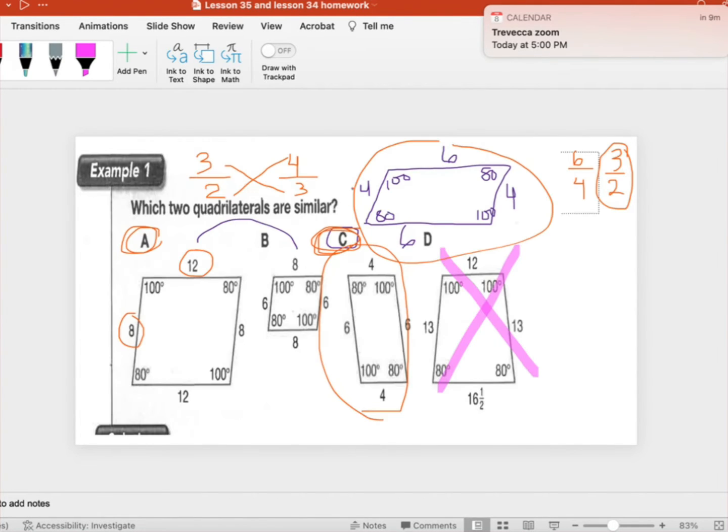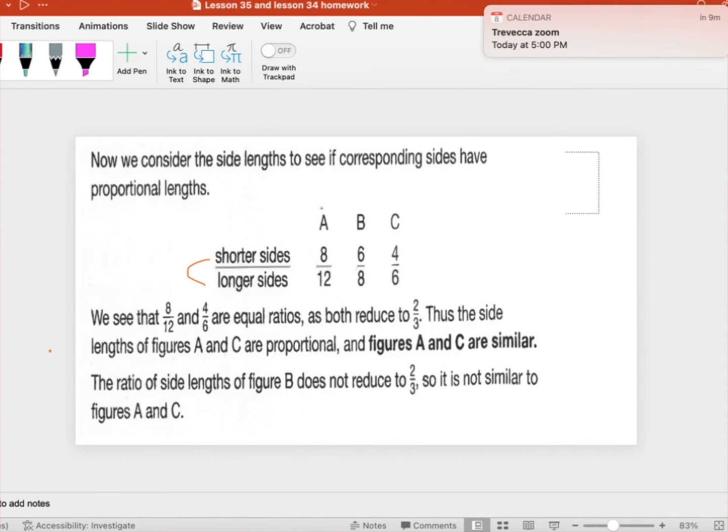Okay, so notice I had 12/8, which was 3/2. I had 8/6, which was 4/3, and I had 6/4, which was 3/2. And then we decided A and C both had 3/2. So theirs are going to be the flip of mine. They had 8/12 instead of 12/8, and 6/8 instead of 8/6, and they had 4/6 instead of 6/4. So we can see that 8/12 and 4/6 are equal ratios. This one and this one are equal.